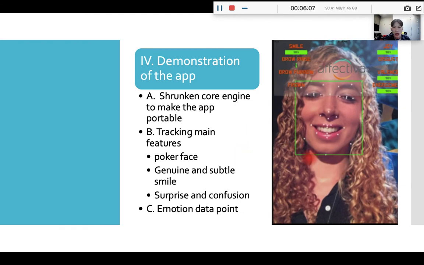And as you can see in the image here, there are different bars to track the main features. The speaker asked Chloe to do a poker face, a genuine smile, and a subtle smile, and the computer did recognize these feelings through these green bars. A reading like this is called an emotion data point.